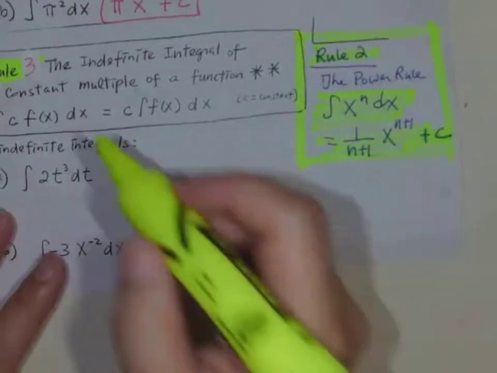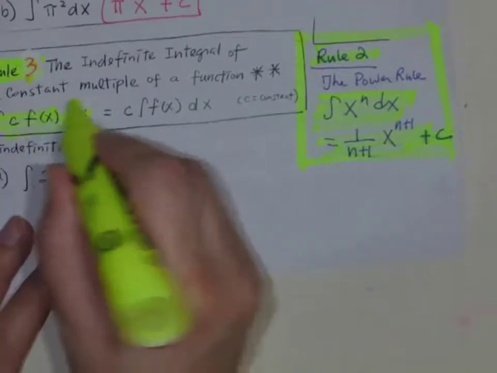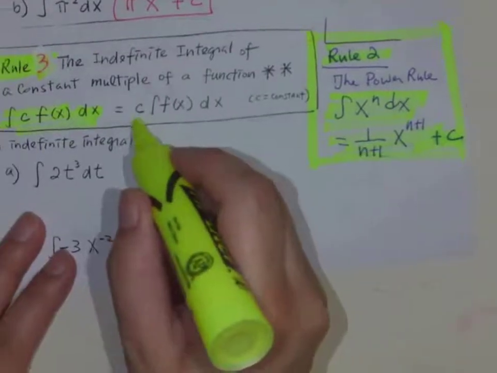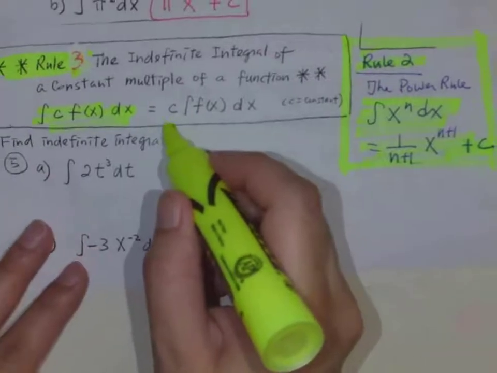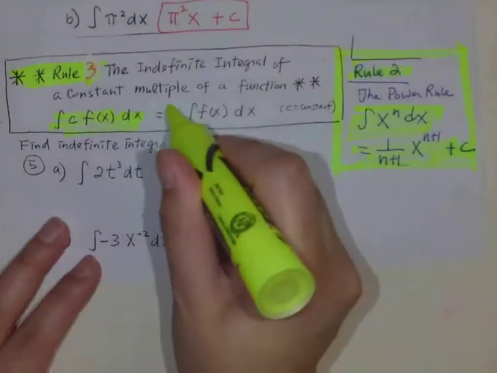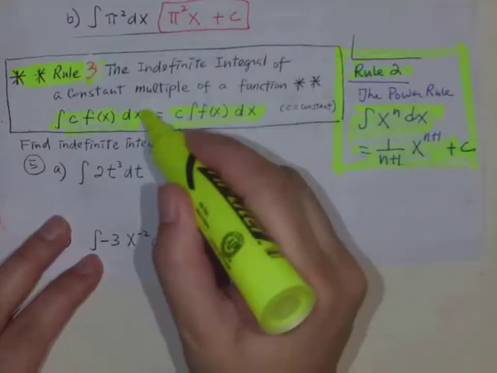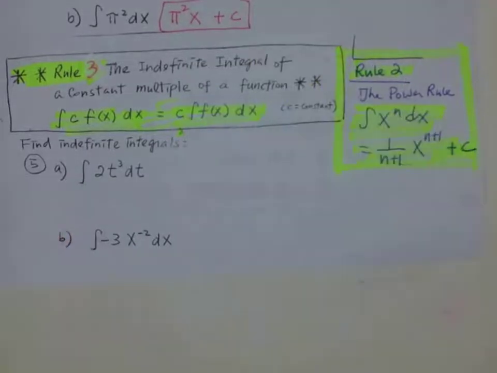Rule number 3 says if you have a number multiplied to a function, you should pull out the number, the coefficient, first. So let me smudge just a little bit. Okay, like that, and then you take the integral of the function. That's it. Alright, so let's try some of the questions here.